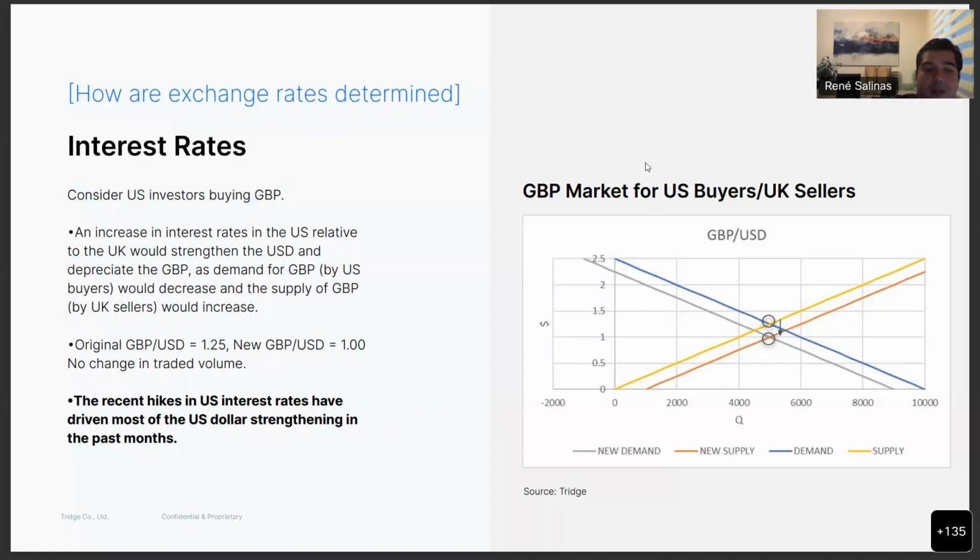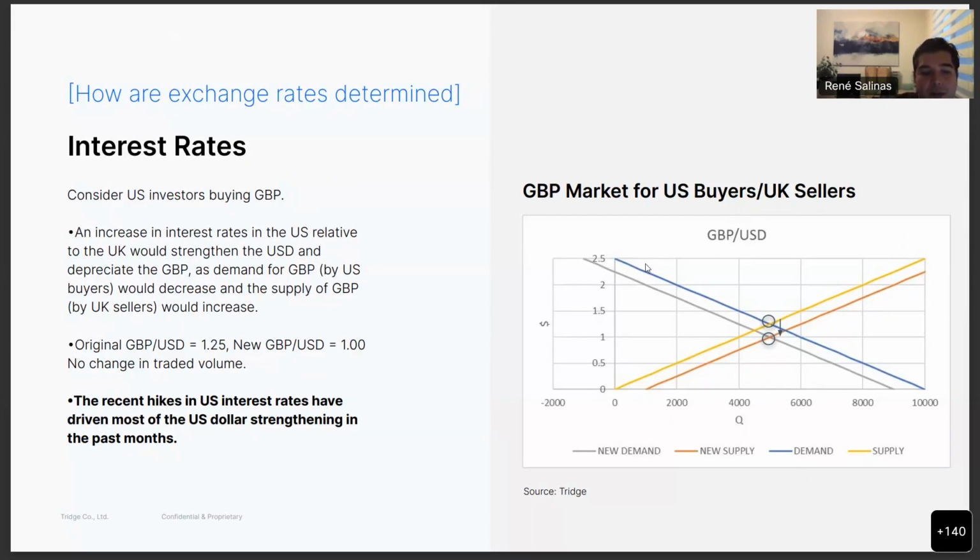So what happens if the US were to raise its interest rates and nothing else changes? Well, US demand for British pounds would decrease because it makes more sense to go where your money will earn more interest, which would be the US. But the inverse effect happens to the UK sellers, who are now more willing to sell their pounds for dollars. So we have two effects: a decrease in demand, which is represented by a shift of the demand curve to the left, and an increase in supply, which is represented by a shift of the supply curve to the right. What happens to the equilibrium price? Well, as you can see here in the graph, it decreases.